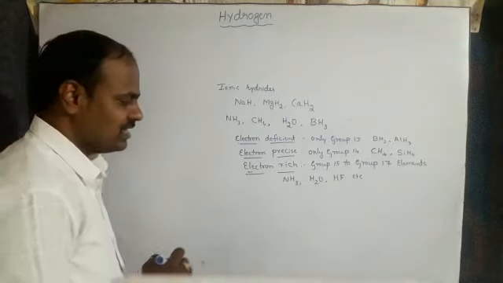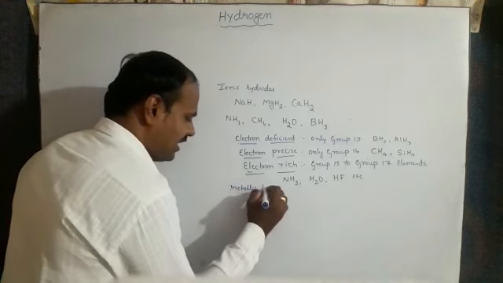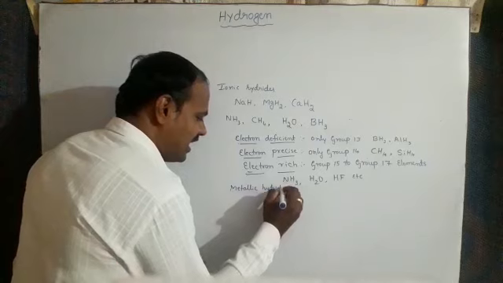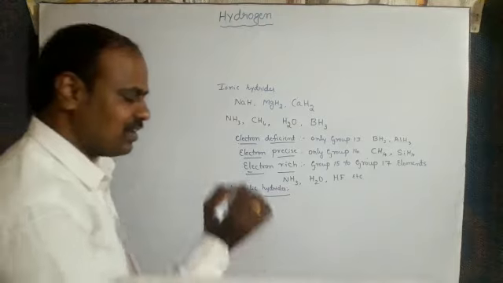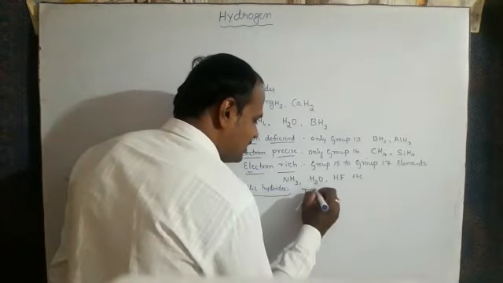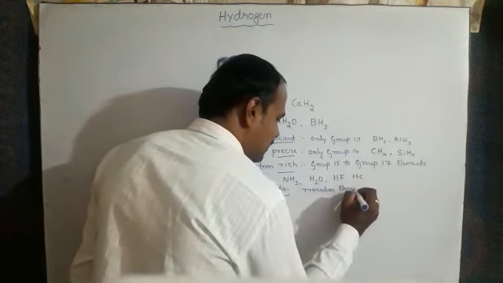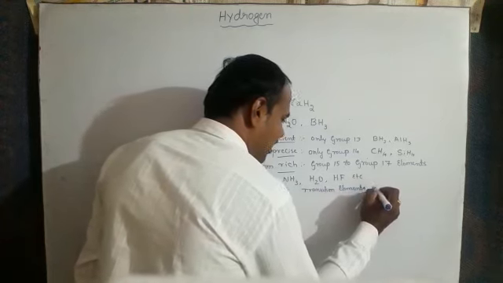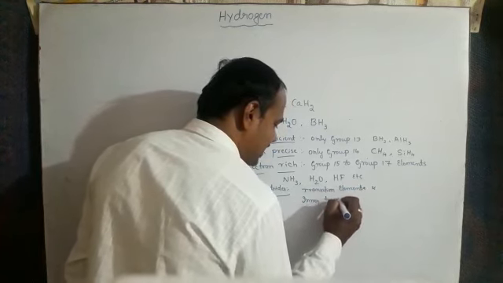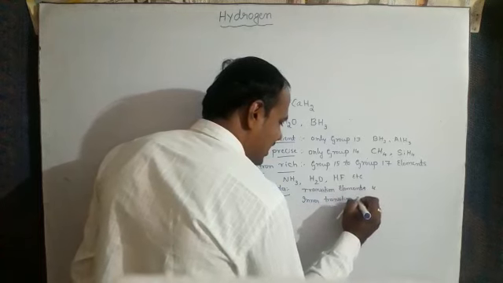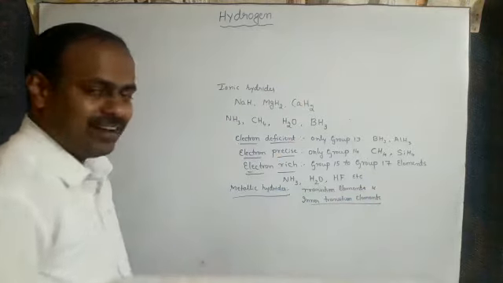And the last one is metallic hydrides. When dihydrogen gas reacts with d and f block elements, that is, transition elements and inner transition elements, to form hydrides, they are called metallic hydrides.